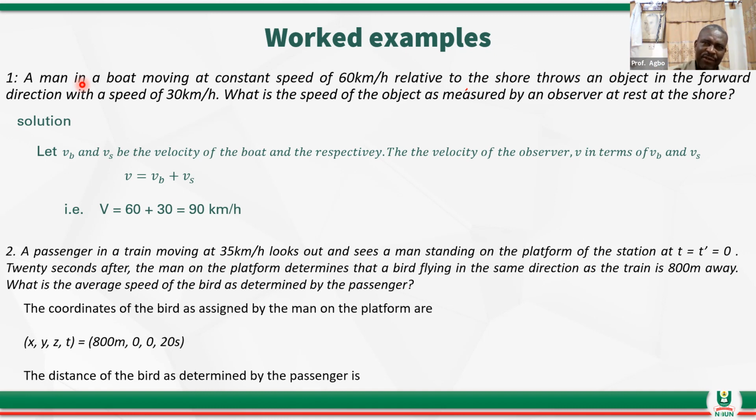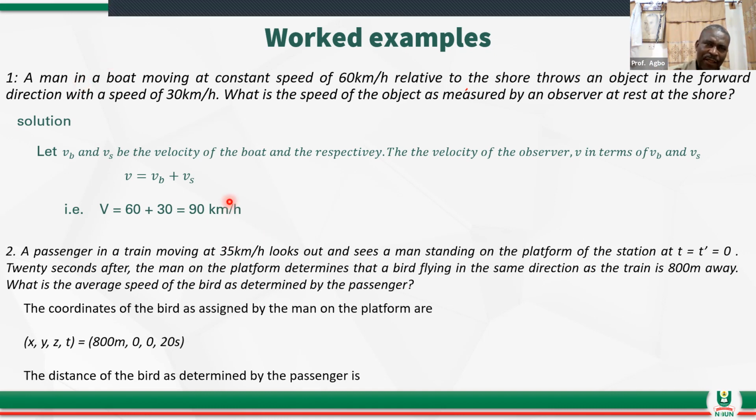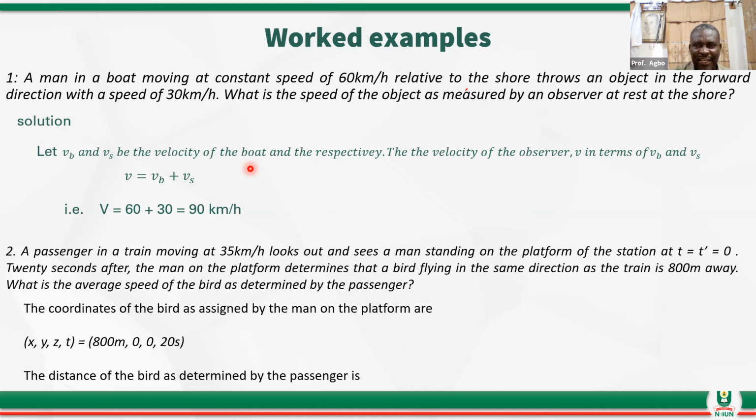A second example is also shown here. A passenger in a train moving at 35 kilometers per hour looks out and sees a man standing on the platform of the station at t equal to t prime equal to 0. You note that. What are you going to note? This man standing on the platform of the moving train becomes the prime frame.